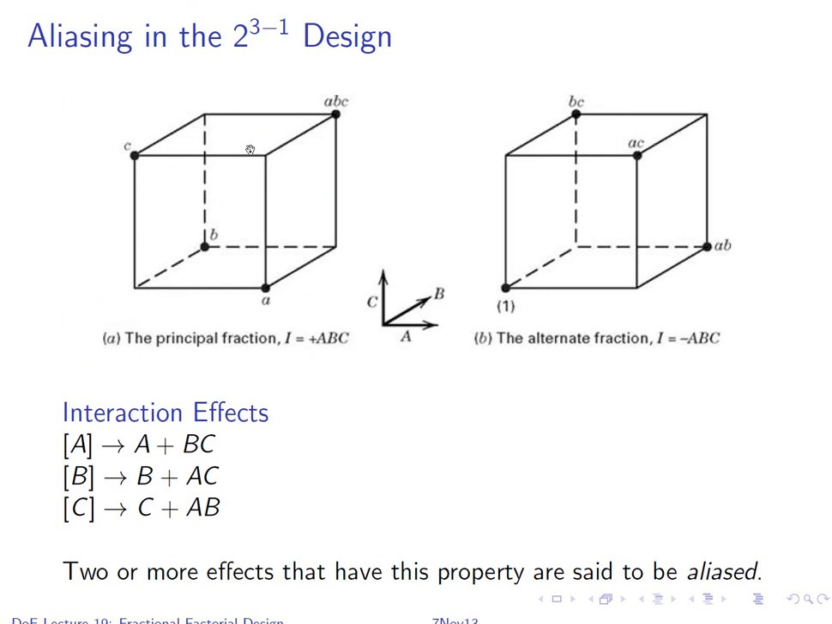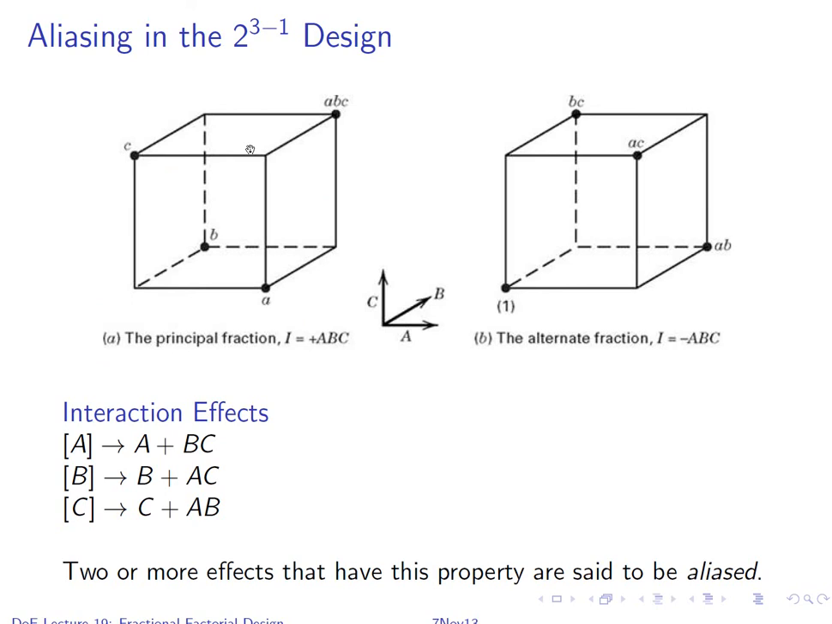This shows the situation graphically that we were talking about on the last slide. Once again, you see the cubes representing the three factors A, B, and C. The principal fraction using the defining relation positive ABC is shown on the left. The alternate fraction with the defining relationship negative ABC is shown on the right.